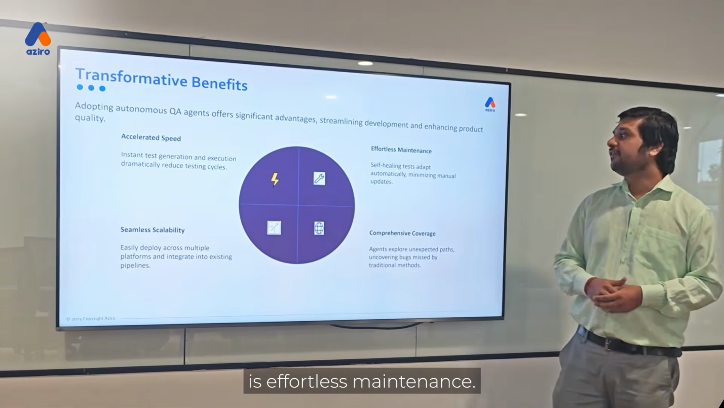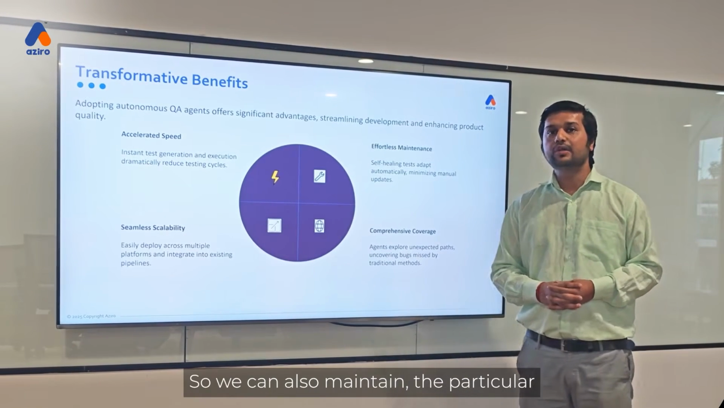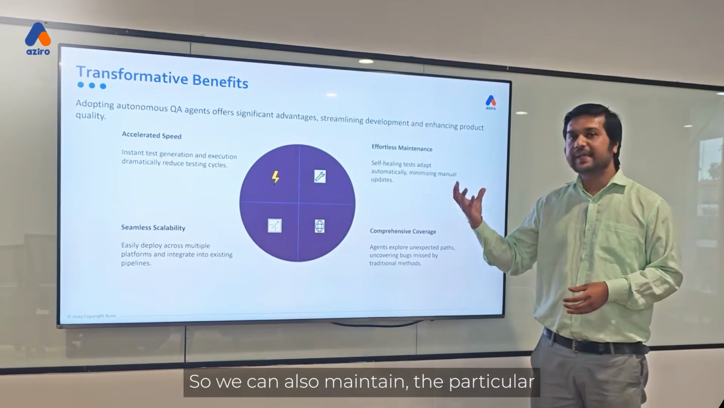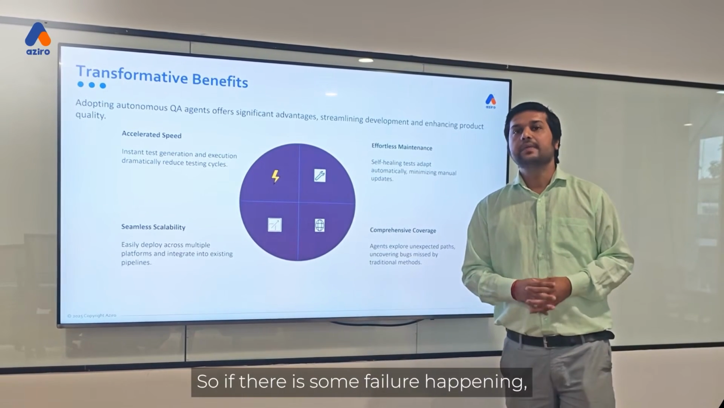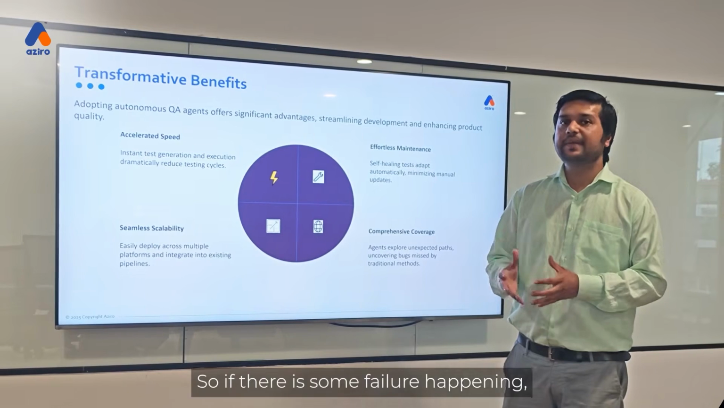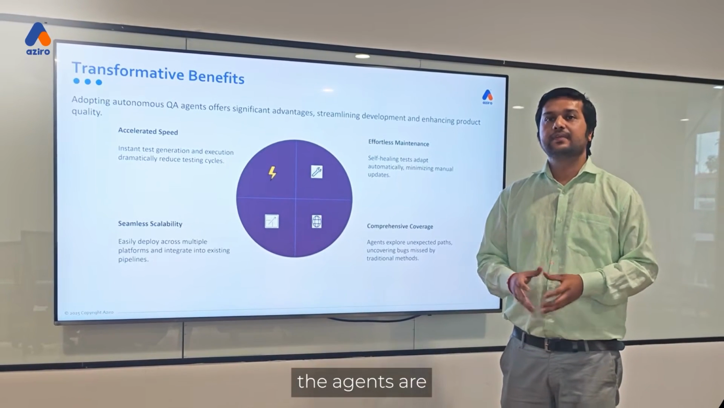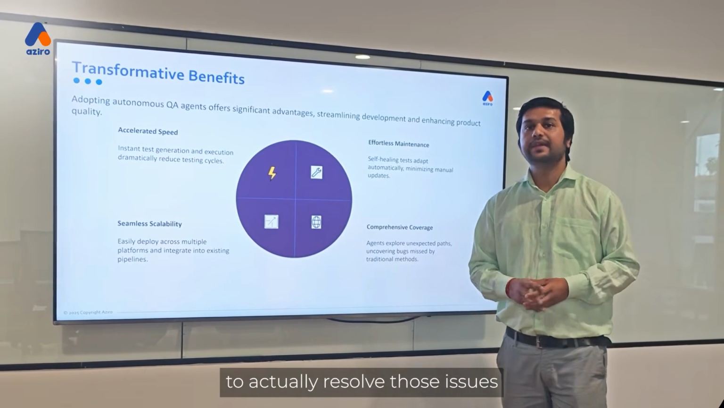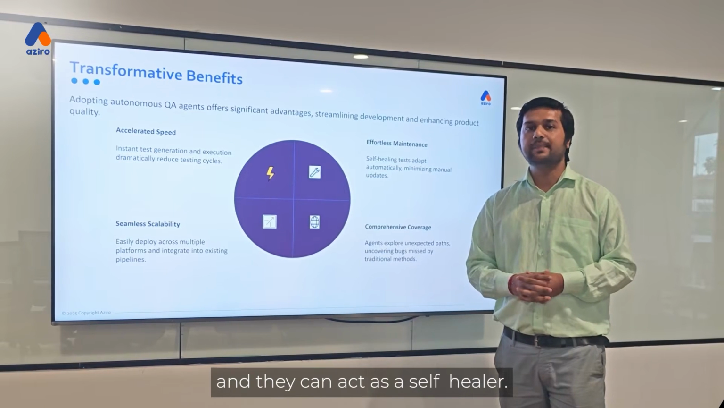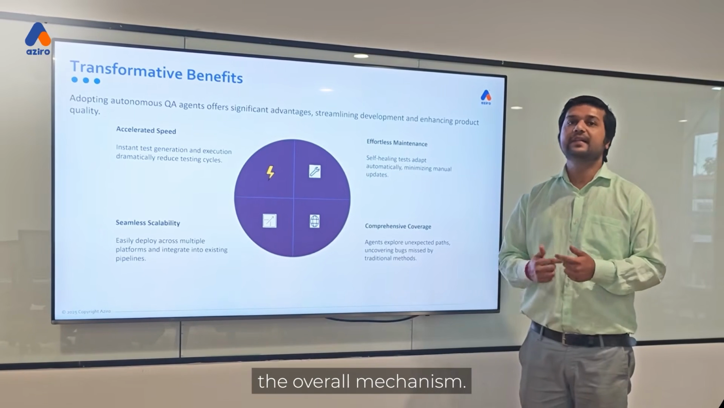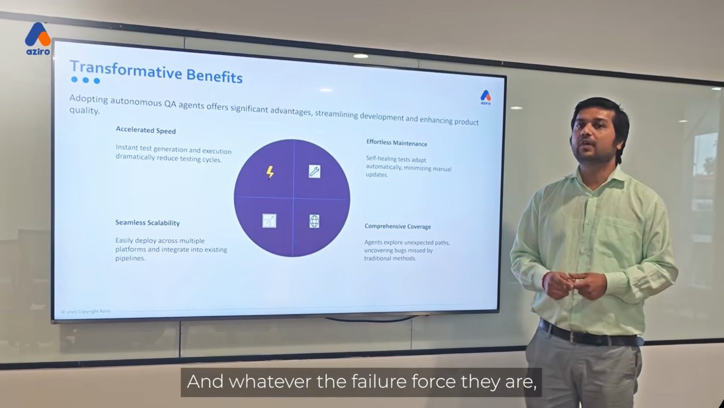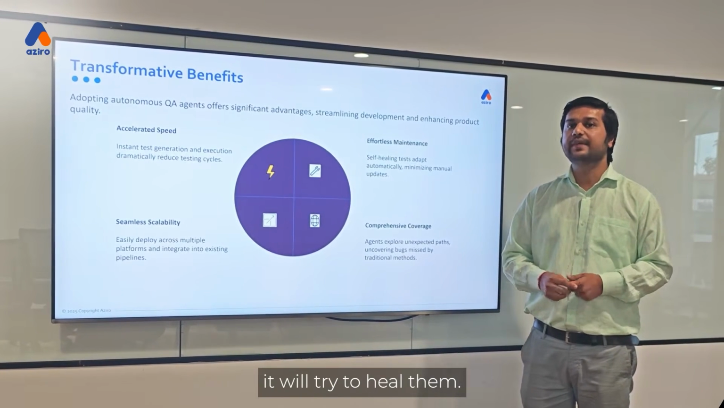The third one is effortless maintenance. We can also maintain the CI/CD pipeline if we are integrating the agents with it. So if some failure happens, the agents are smart enough to resolve those issues and act as a self-healer, right? They can self-heal the overall mechanism, and whatever the failure was, they will try to heal that.